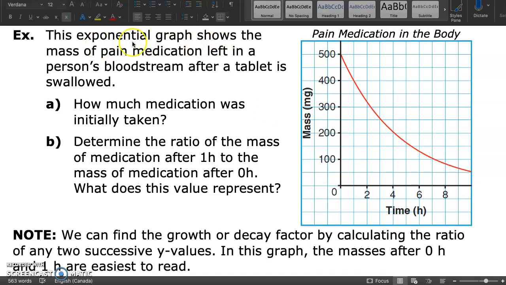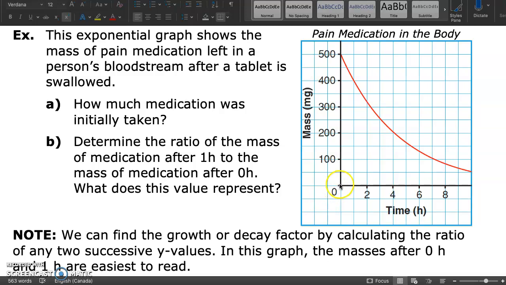This exponential graph shows the mass of pain medication left in a person's bloodstream after a tablet is swallowed. How much medication was initially taken? We can see that when time is equal to 0, the initial value is 500 milligrams. Determine the ratio of the mass of medication after 1 hour to the mass of medication after 0 hours. What does this value represent?